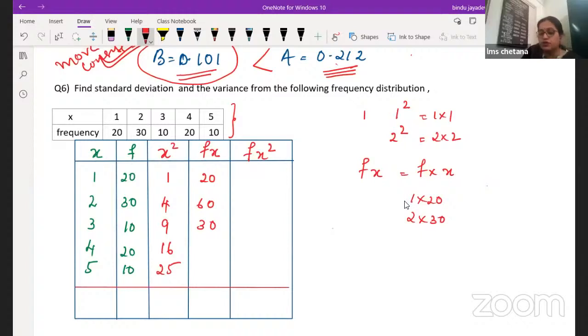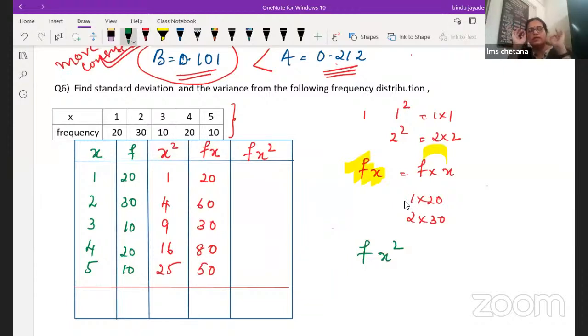Continue. You are doing along with me, right? 30. 4 into 20, that is equal to 80. And next is 5 into 10, that is 50. Therefore, you have completed the column FX. Please try to understand, that is F multiplied with X. Next column, what is that? FX square.